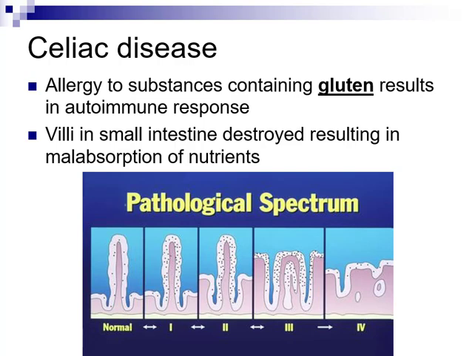Celiac disease is an allergy or response to substances that contain gluten. So the villi in the small intestine are destroyed over time, and this can result in a malabsorption of necessary nutrients.